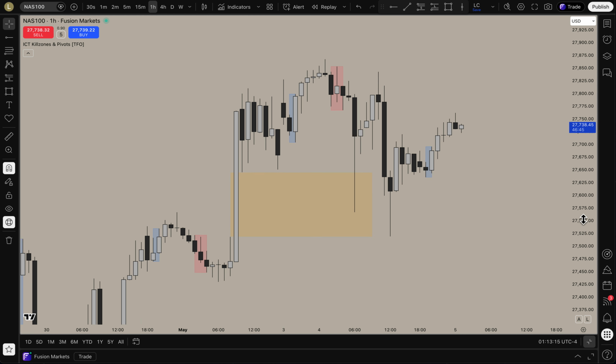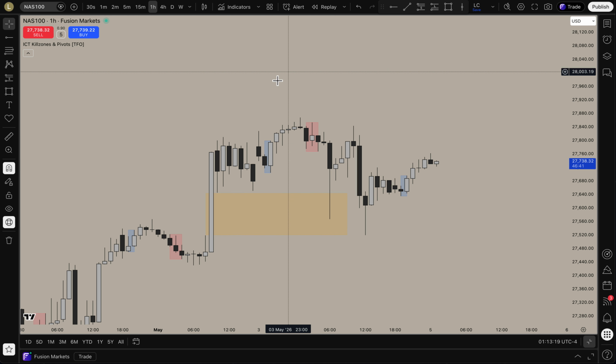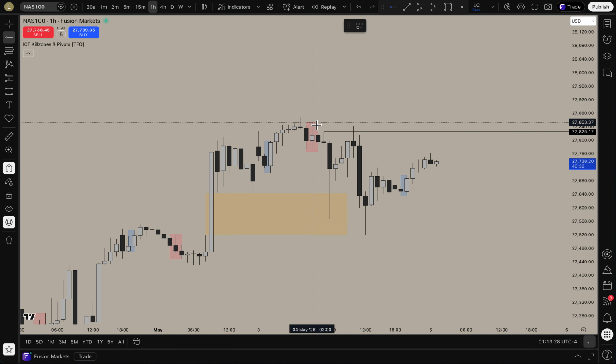And what is it showing? It's showing a rejection of this fair value gap, indicating that price is potentially looking to travel towards these liquidity zones here, known as buy-side liquidity. So it could be here, here, or here.